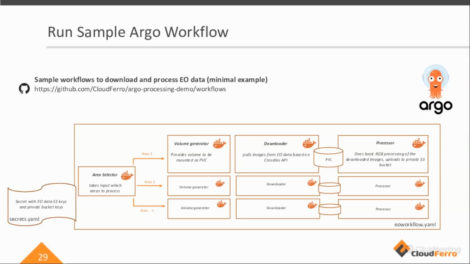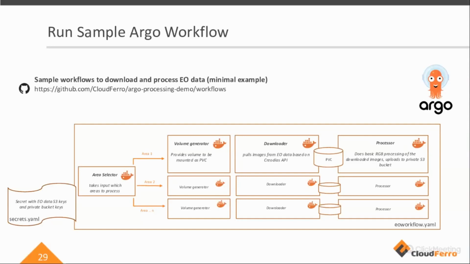And then we have a downloader step that pulls the images from the EO data based on this input, for which area to take the images, and then it will process these images.